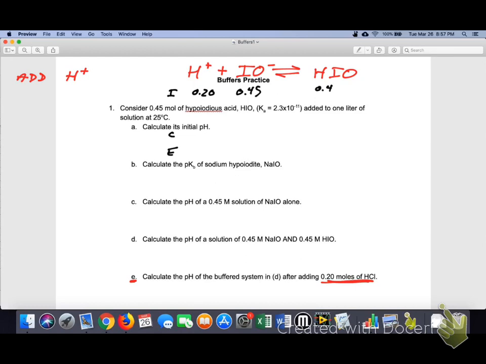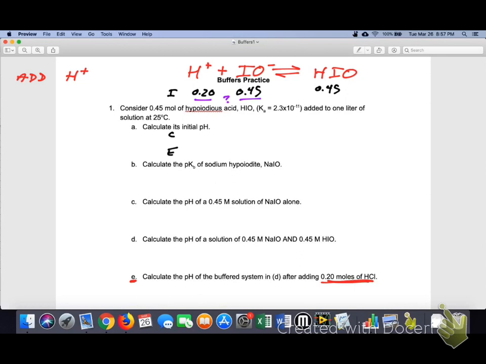I'm going to draw an ice chart. Starting concentration is 0.20 of the H plus, 0.45 of the conjugate base, and the starting weak acid concentration is 0.45 as well. And so I've got everybody present. And notice again that 0.2 is not from the weak acid, right? This is straight from the HCl.